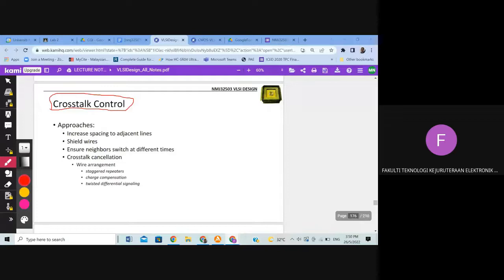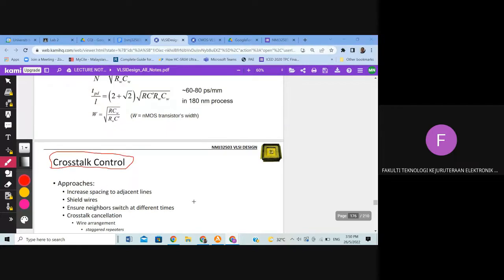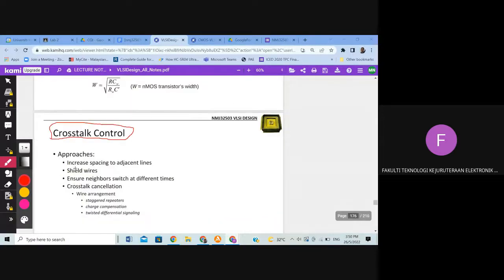So we continue our lecture on the topic of crosstalk control. Crosstalk control is under deep submicron interconnect. Under crosstalk control, we will discuss how do we reduce the crosstalk? We cannot remove or eliminate the crosstalk, but we can reduce it. Actually, there are many ways to reduce it. We will look into detail for each of the ways.